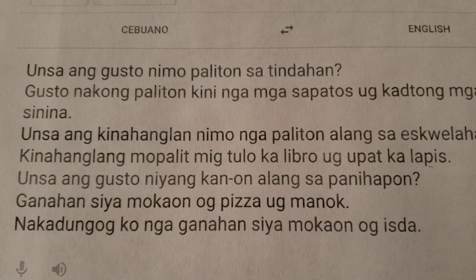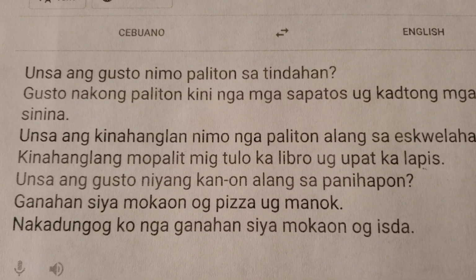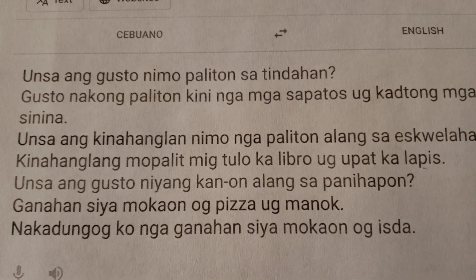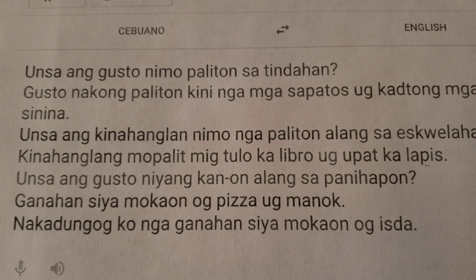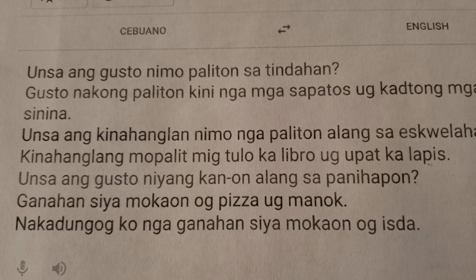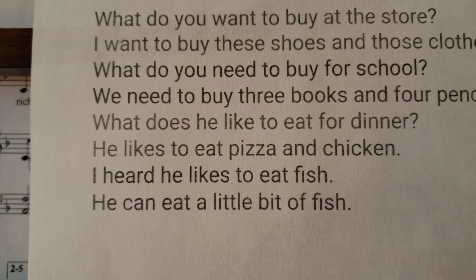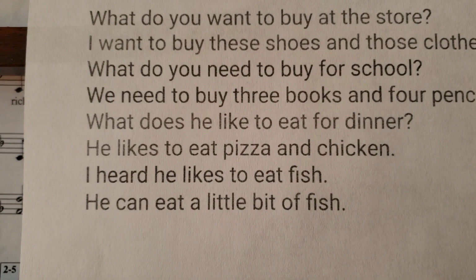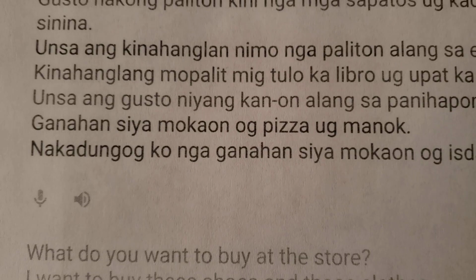And then the pizza and the chicken are not focused, so we'll use og for the marker. It's as if the sentence is saying, he likes to eat pizza and chicken. Ganahan siya mukaon og pizza og manok. I heard he likes to eat fish.